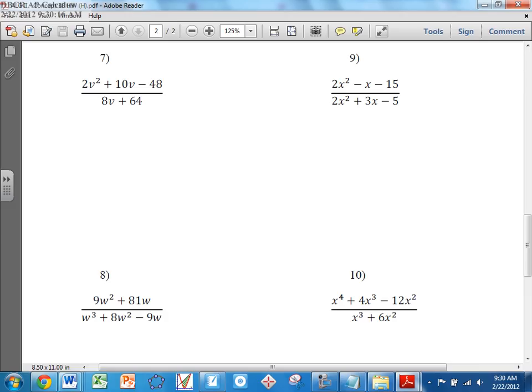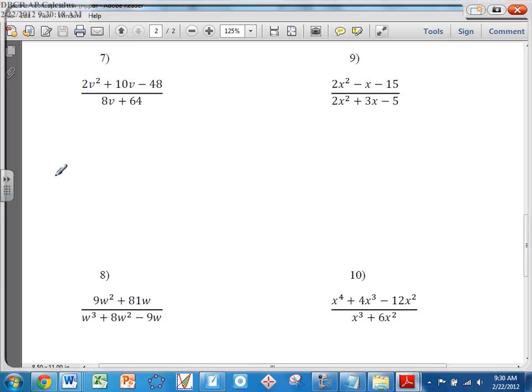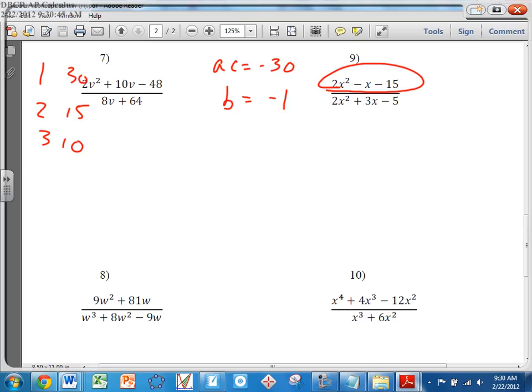Number 9 is AC method. Let's quickly look at just the numerator of number 9, and I'll leave the denominator to you. So in the numerator, AC is going to be negative 30, and B is going to be negative 1. Do we all agree with that? What numbers multiply to give you negative 30 and add up to negative 1? Negative 6 and 5. Again, think of the factors of 30. The factors of 30 are 1 and 30, 2 and 15, 3 and 10, 5 and 6. How you get negative 30?